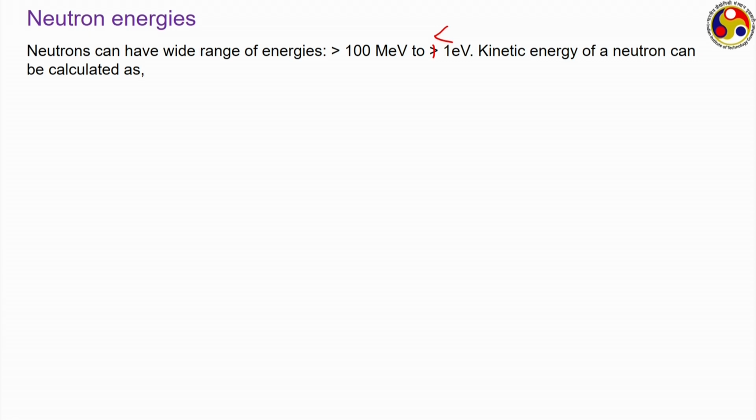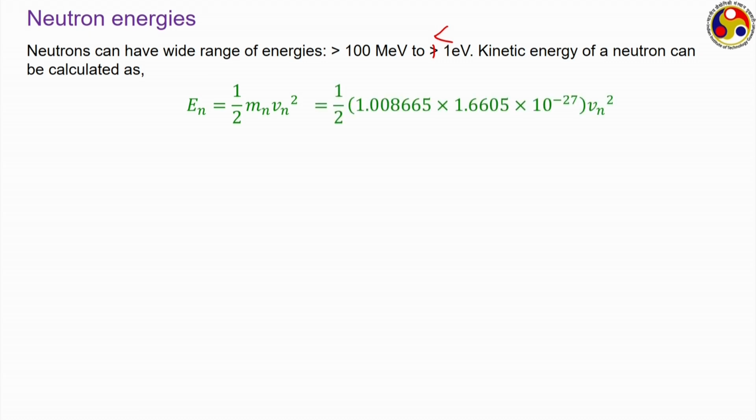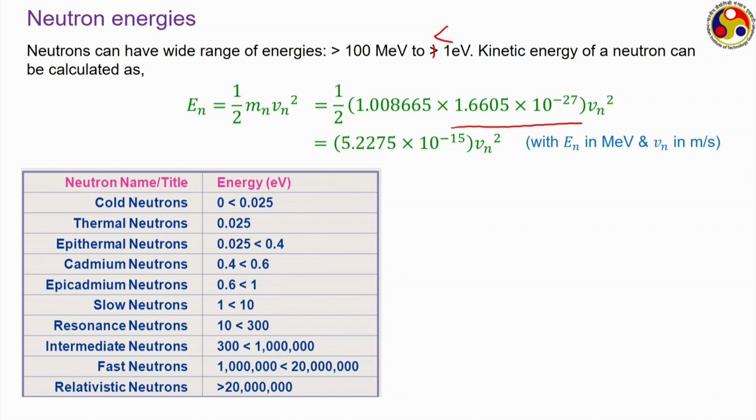Kinetic energy of the neutron can be calculated by the common formula, that is half m v square, where here m n refers to the mass of the neutron and v n is the velocity. Now, putting the values of the mass of a neutron, we know it is 1.008665 amu multiplied by the conversion factor between amu and kilogram. We approach this, where we have E n represented in mega electron volt and the velocity in meter per second.